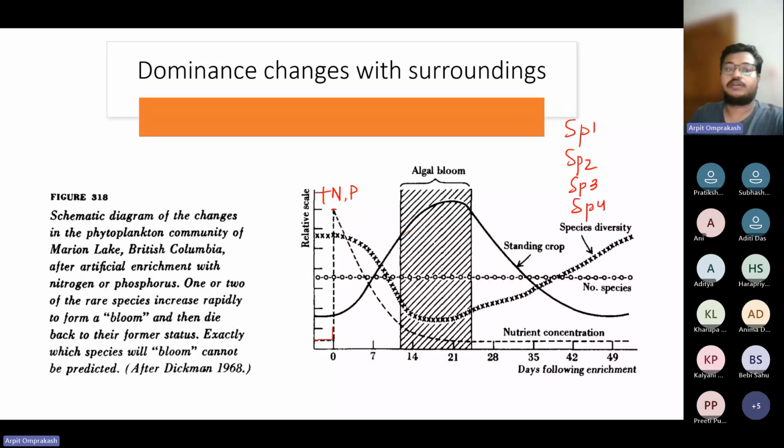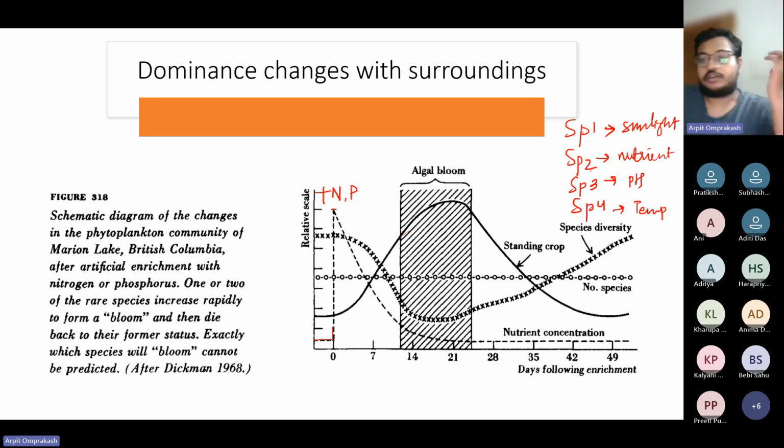four species of phytoplankton that are present. And basically, let's say they were all limited by different things. So for example, this is limited by sunlight. This is limited by pH. This is limited by temperature. So the temperature is not favorable for this. And let's say this was limited by nutrient. Right. So the number of individuals was not quite high because all these factors were limiting for all these different species.